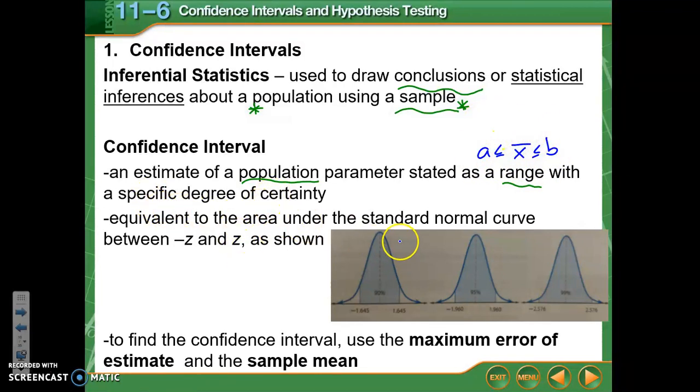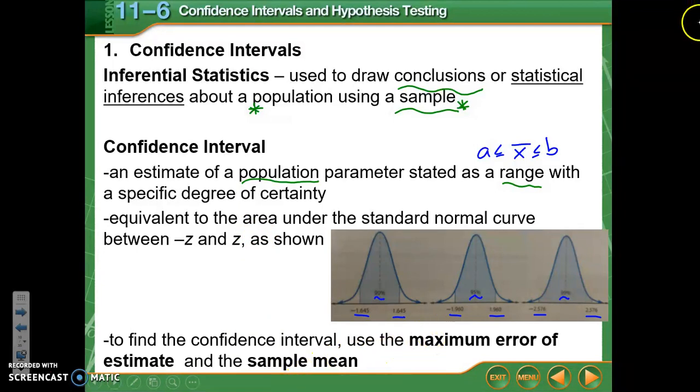It's equivalent to the area under our standard normal curve. So we usually do confidence intervals either at 90% confidence, 95% confidence, or 99% confidence. And it's equivalent to the area underneath the curve between these z-values. So these are the basic z-values that we'll use for the different confidence intervals, depending on what level of confidence we're looking for.